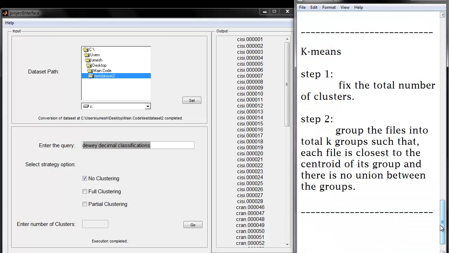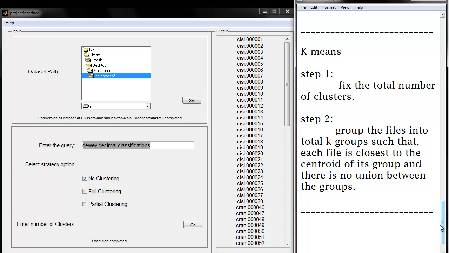And now let's see the k-means clustering algorithm. Initially, for the k-means clustering algorithm, we fix the value of k representing the total number of clusters, that is, how many clusters are to be formed for the given input files. Once the value of k is fixed, the files are grouped into k clusters in such a way that no file is repeated in two groups, that is, there is no union between the two groups, and also each file is closest to the center of its group.